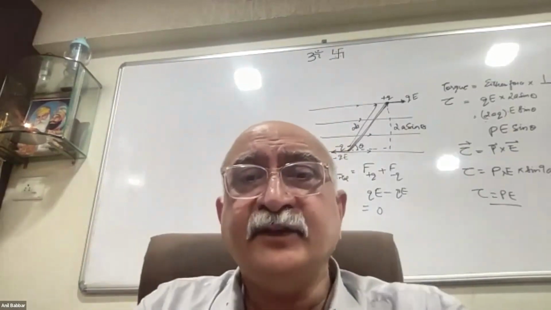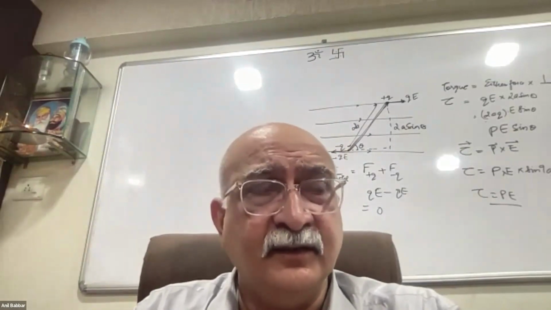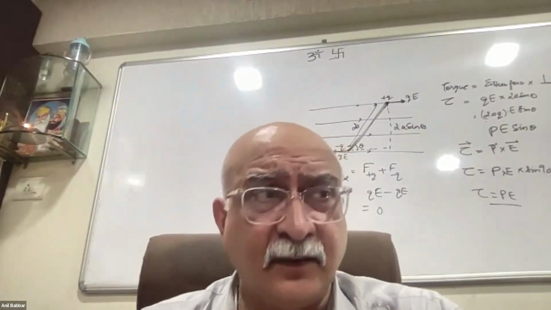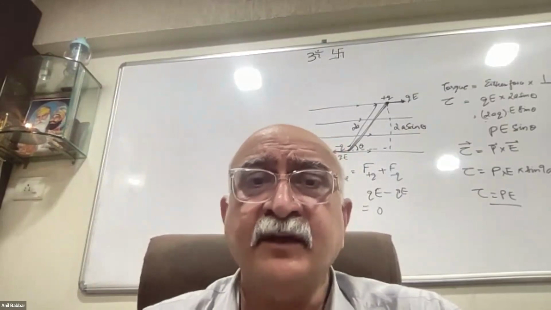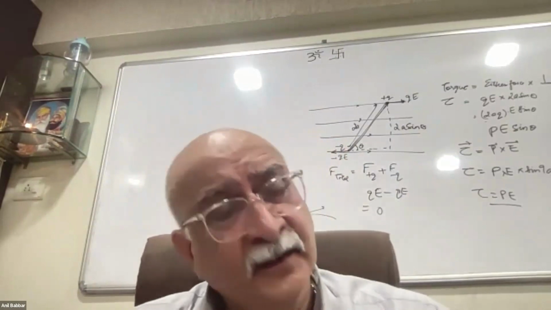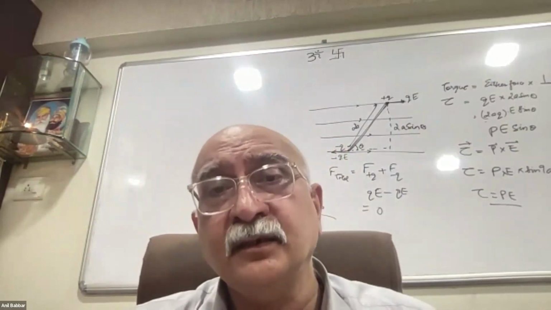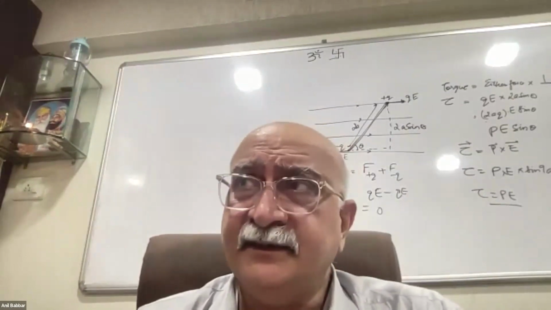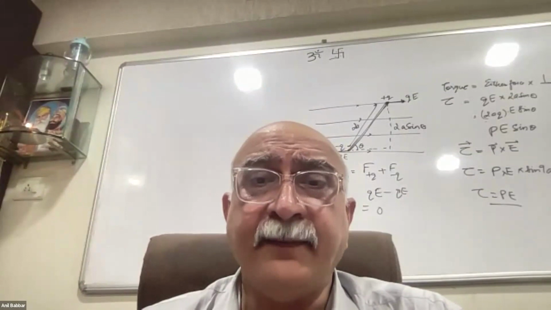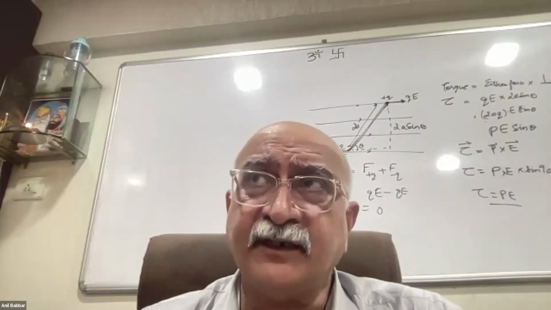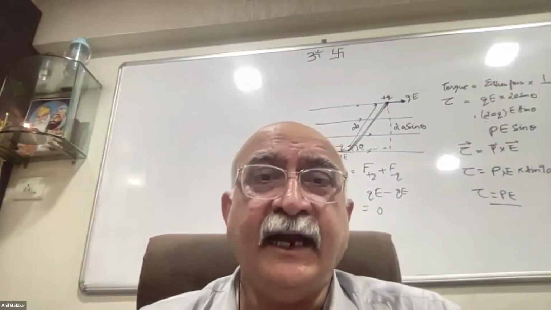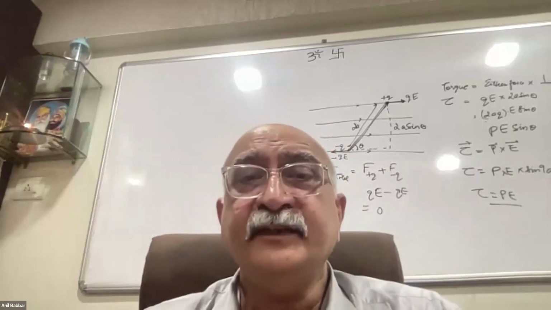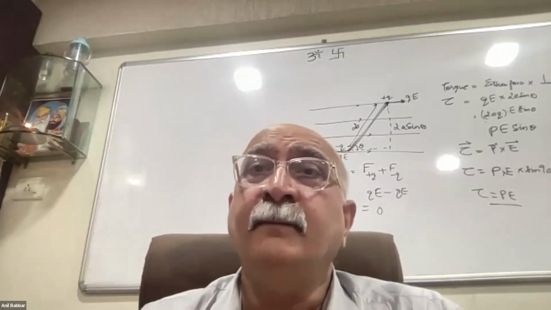Then, no two lines of force can cross each other. This point is very important, and questions are also asked on this in 1 markers. Why can no two lines of force cross or intersect each other? If they intersect, what will happen? There will be two tangents drawn at the point of intersection, and hence two directions of the electric field at that same point, which is not possible.